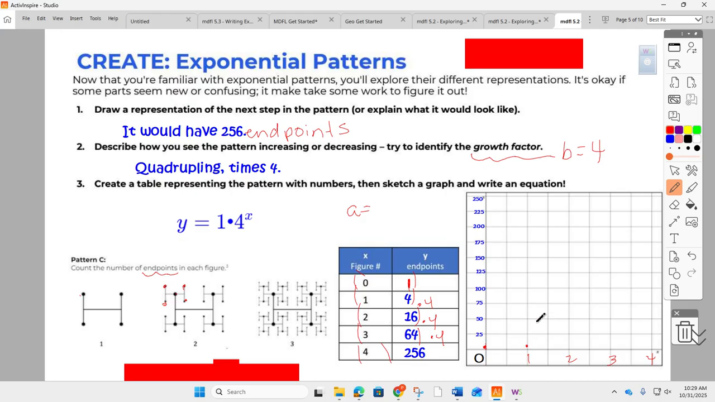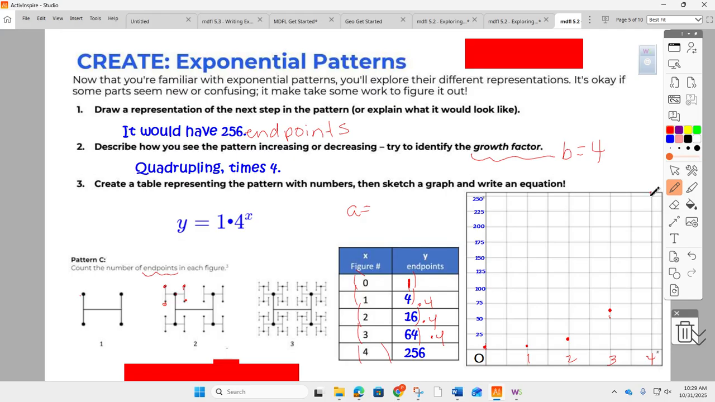Over 2 and up 16, it's going to be a little over half of 25. Put it about right there. Over 3, that's the x value, and 64 is between 50 and 75, about right there. And 4 and 256, it's going to go off the table or right to the edge of that table.